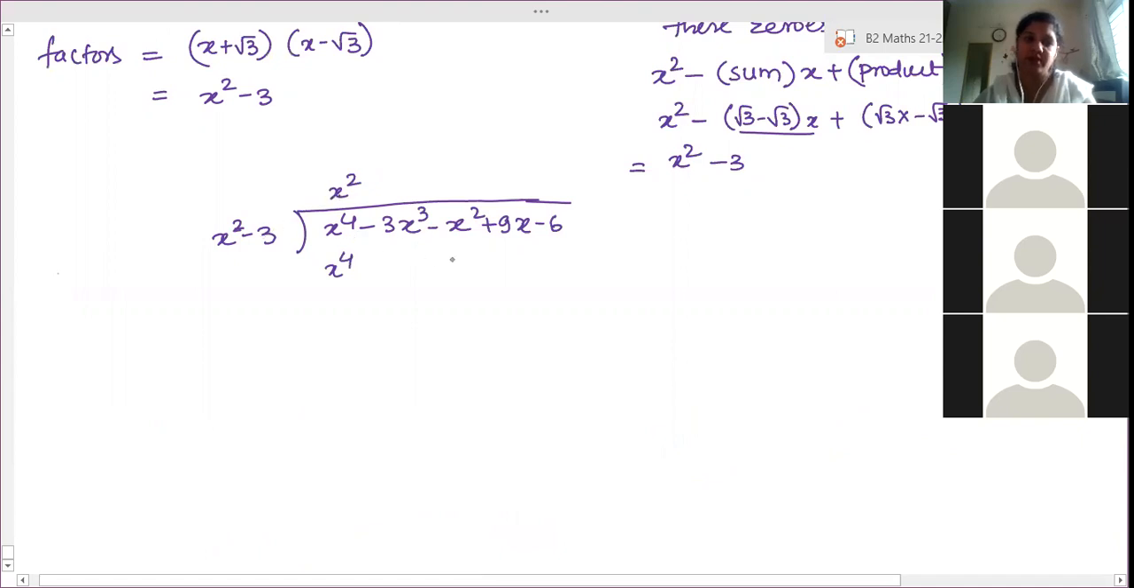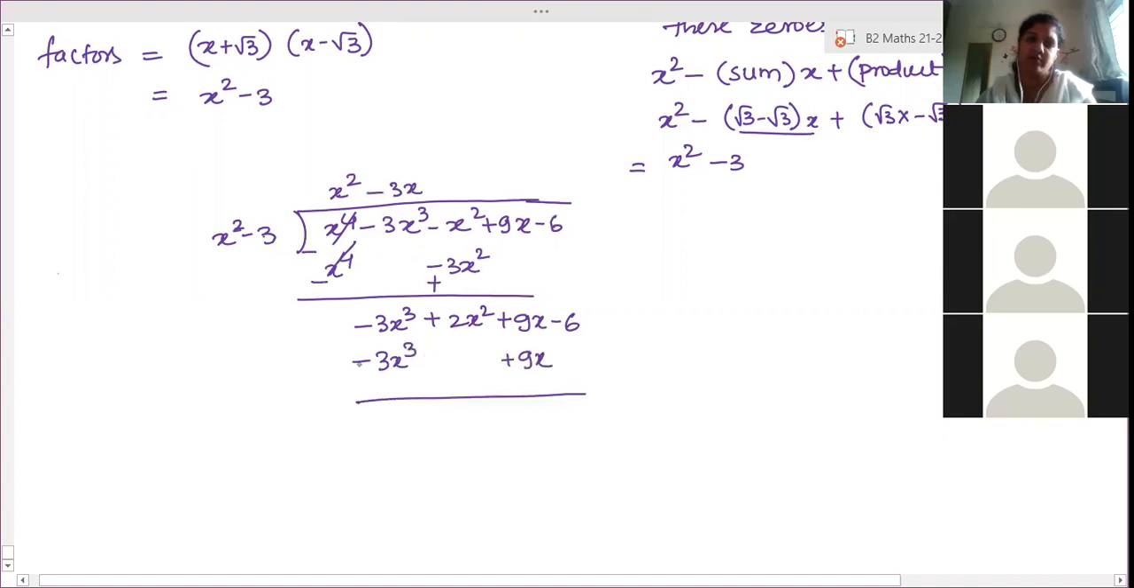x square is the quotient. Minus 3x square, subtract: minus plus, this gets cancelled. Minus 3x cube. Here it is plus 2x square plus 9x minus 6. What will the quotient be? Next quotient is minus 3x. Minus 3x cube plus 9x. Subtract, sign will change. Plus 9 minus 9 cancel. Minus 3 plus 3 cancel. So the answer is 2x square minus 6.